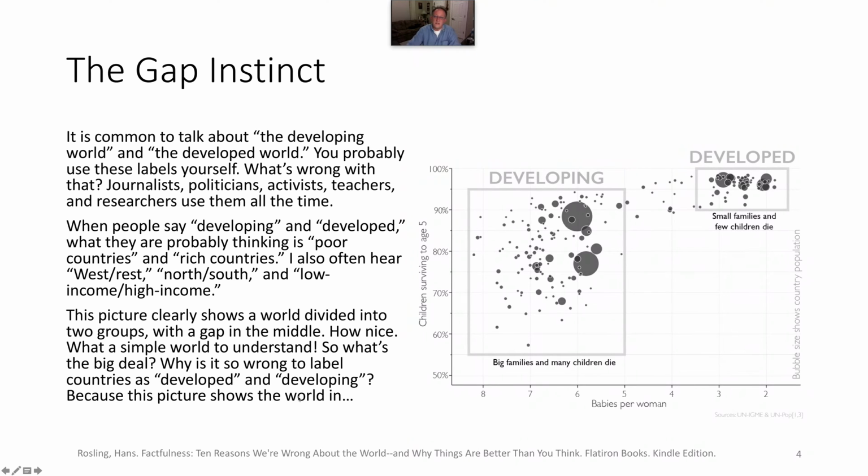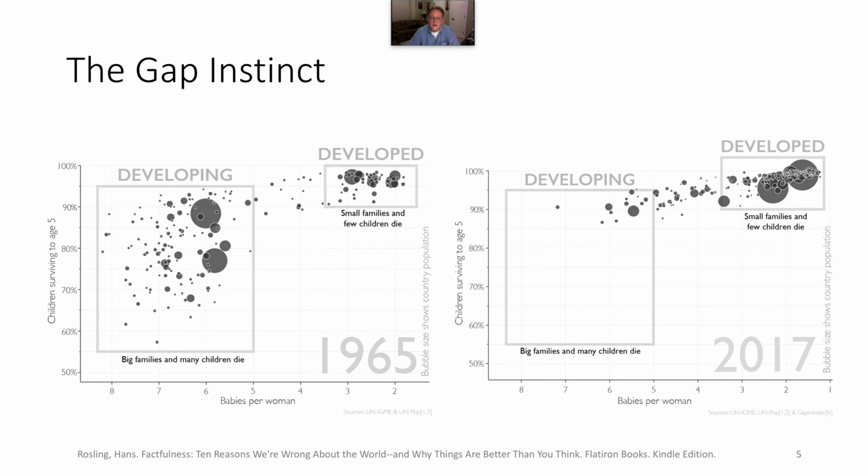And so it's really easy to think that, oh yeah, in the developing world, that's where big families are and many children die. And in the developed world, it's smaller families and hardly any children die. And that would be correct if we were still in 1965. But in fact, in 2017, the world's a much different place. Almost everybody is elevated to a great extent, and as a result, there really aren't two groups with a big gap in between. There is actually a continuum, if you will, and oftentimes these continuums actually have the majority in the middle. Now, it's not as strong in this particular case, but you can see it's more of a line and more of a continuum than it is a gap.